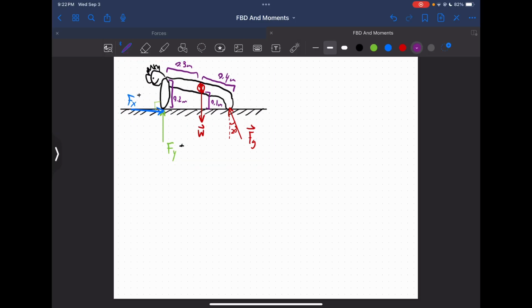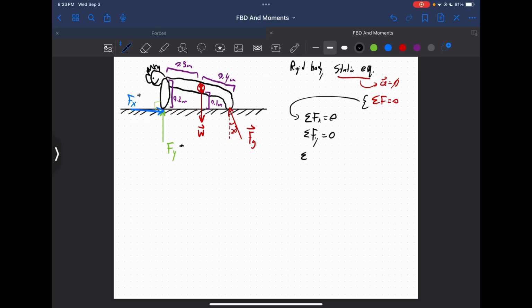So in order to calculate this, we have our assumptions: rigid body and static equilibrium. Because Jimothy's not moving, so acceleration equals 0. And so therefore sum of forces equals 0. And why does that help us? Because with this assumption, we have 3 equations. Sum of forces in the x equals 0, sum of forces in the y equals 0, and sum of moments equals 0. And this gives us 3 equations.